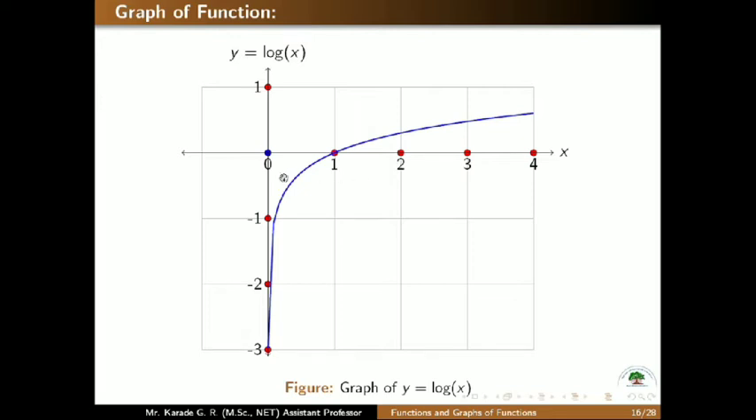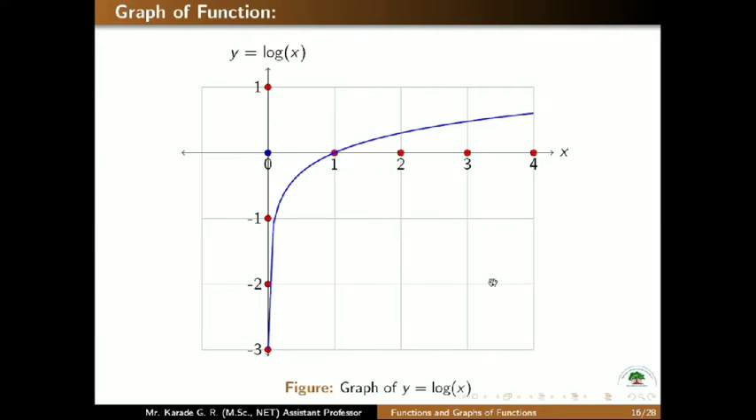Okay. Similarly, on this side of the graph, when x becomes smaller and smaller, when x approaches 0, the values of the function approach minus infinity. So in other words, we say the limit of log x is minus infinity as x approaches 0. This is the graph of the function log x.